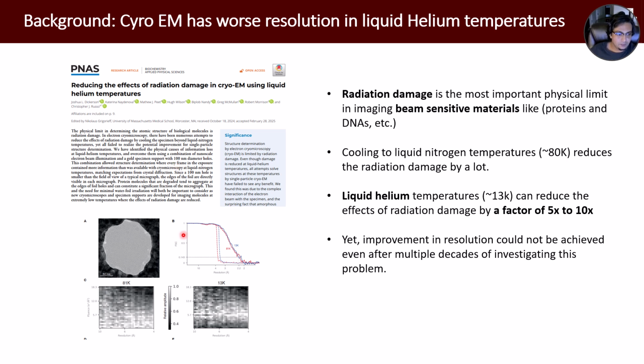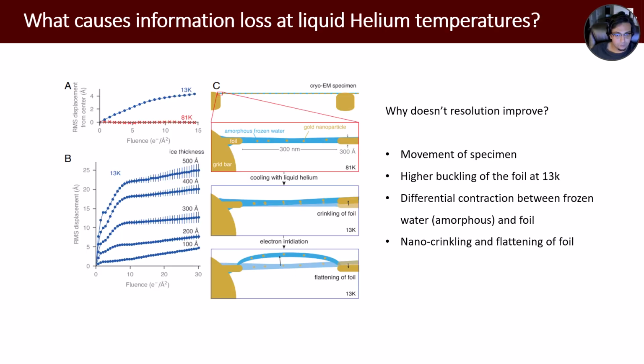As you can see from this little graph here, and I'll show this later on, the resolution doesn't really improve between these two temperatures, especially at this curve right here. So this is what we're trying to address. What the researchers have identified as the main reason we are having these issues is the movement of the specimen.